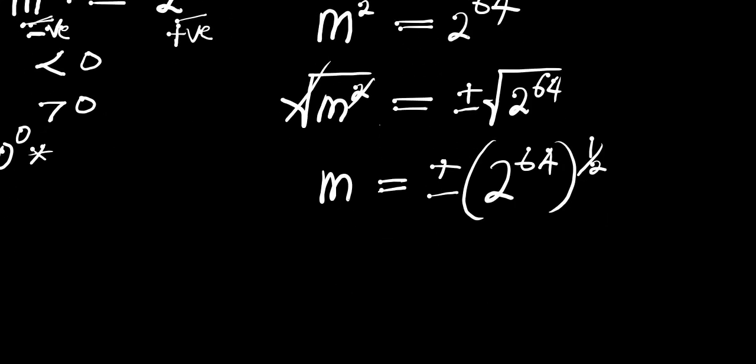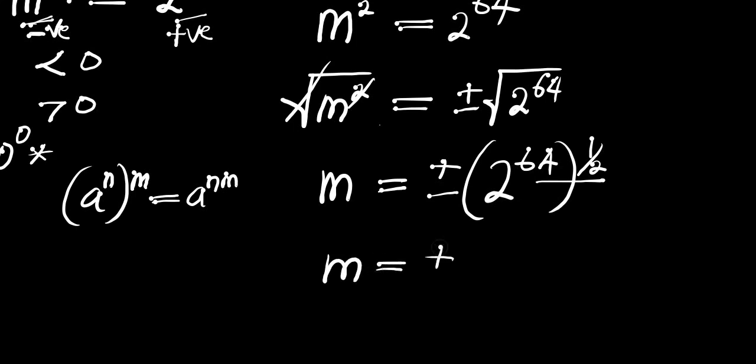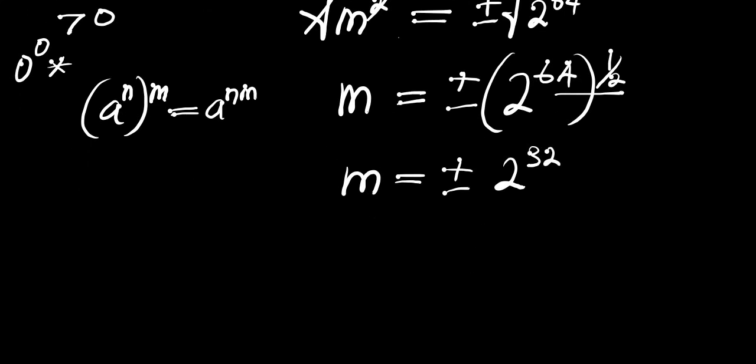Now at this point, we make use of this identity. We multiply these two exponents. If you recall, (a^n)^m equals a^(n times m). Now when you multiply this, we are going to have m equals plus or minus 2^(64 times 1/2). We have 32.